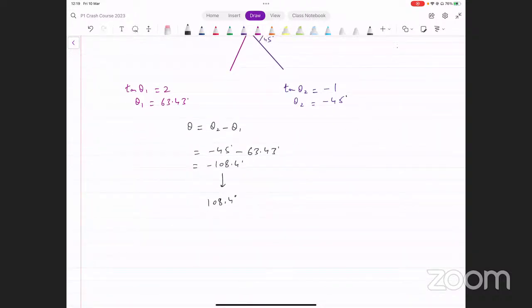If they had specified, let's say, find the acute angle between these two lines, how would you find that? You would just subtract this from 180, 180 minus 108.4, and that would give you 71.6, and that will also be okay. This is also okay. It depends on whether they specify in the question that you need an acute angle or an obtuse angle. Okay, so if they specify, this is what you do. All right.